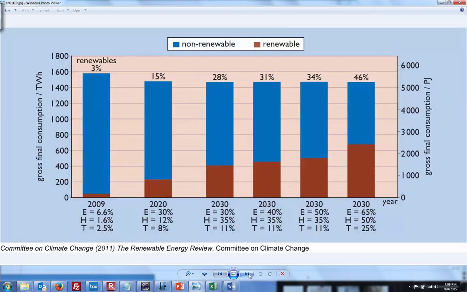Okay. Now, this guy takes a little closer look at scenarios. This is scenarios from the UK Committee on Climate Change illustrating the potential contribution of renewables to UK heat, which is labeled here, that's the H, electricity, and transport.